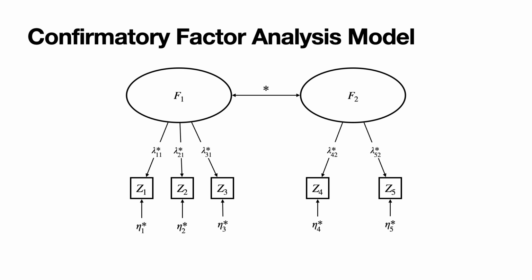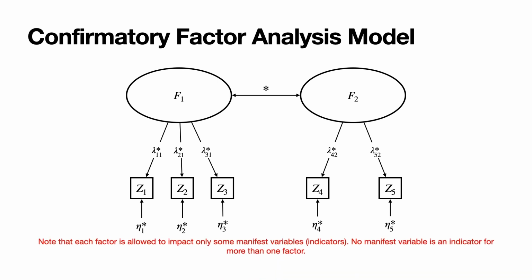Now, notice also that in this model, we have a two-sided arrow between F1 and F2. And so in this more refined model, we are allowing the factors to be correlated. And so again, note that each factor is allowed to impact only some manifest variables or indicators, and no manifest variable is an indicator for more than one factor. And this is what people doing factor analysis want. They want a limited number of indicators for each factor, and they don't want a particular manifest variable being an indicator for more than one factor.